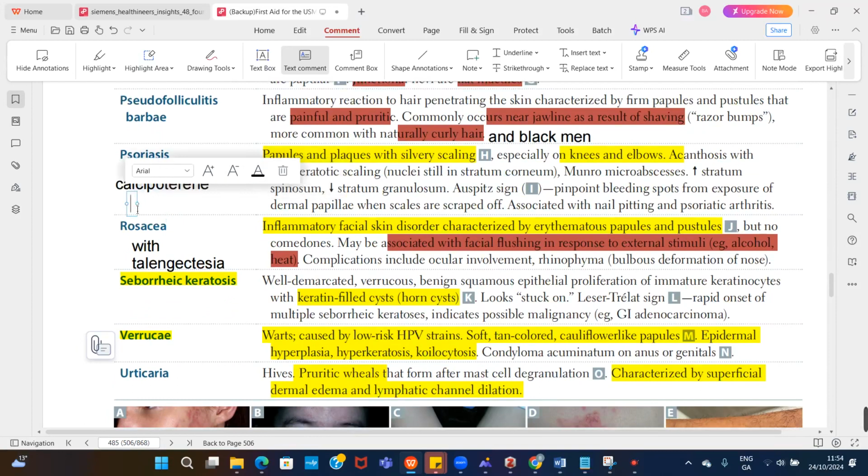Don't forget about the description. Sometimes the question can tell you that the scales are micaceous. So they can use the word micaceous, which means silvery too. Micaceous scaling, once you see this, that is silvery scaling, very common in psoriatic arthritis, psoriasis. The lesions are extensor. The knees and where? The elbow. The knees and the elbow.